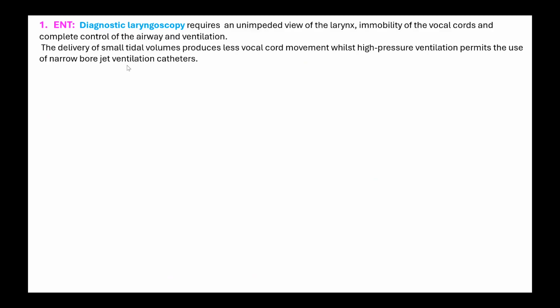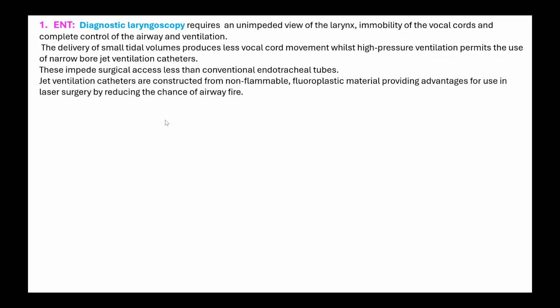For ENT, it can be used for diagnostic laryngoscopy, and it will deliver small tidal volume, produces less vocal cord movement, while high pressure in the narrow catheter delivers the required tidal volume. And there is no impedance. These jet ventilators impede the surgical access less than the conventional ET tube, because there is no occupation by an ET tube. It makes the surgical approach easier.